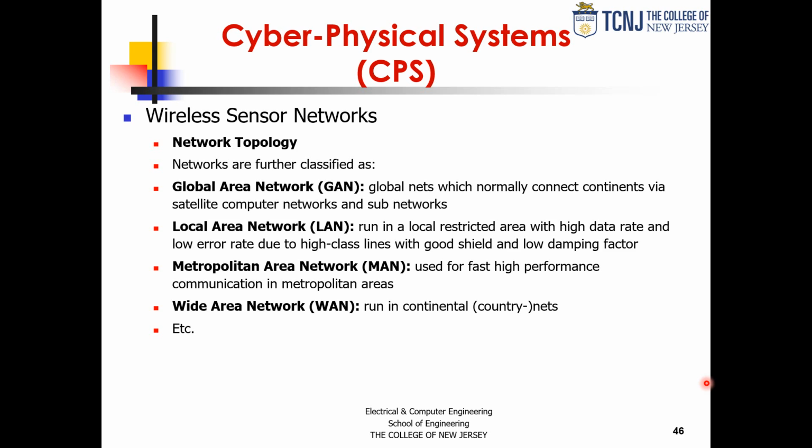We can have global area networks, so those are networks that often include satellites to deal with transcontinental communications. We have local area networks, so that would be, for example, a network at your home, a school, a building. Then we have metropolitan area networks, which mostly refer to networks in a city or a metropolitan area.